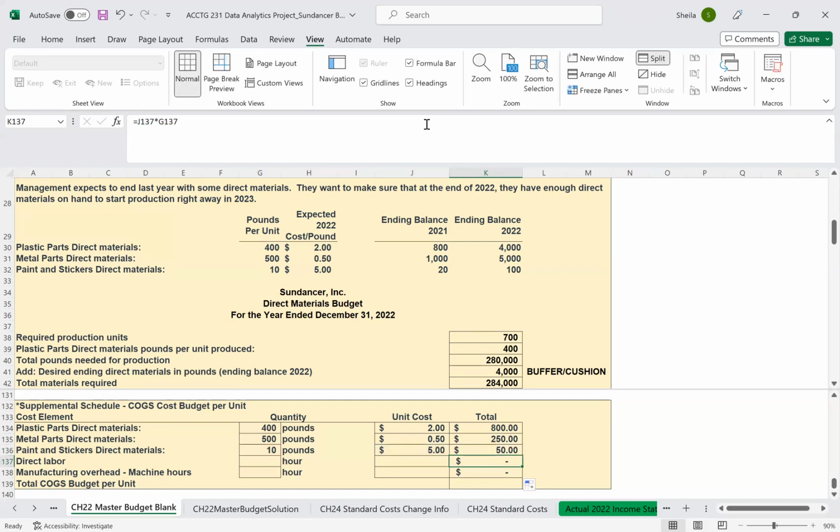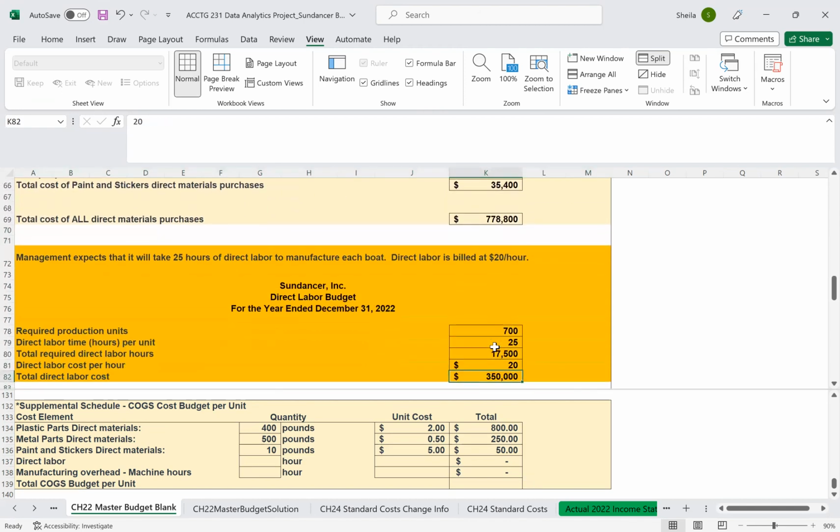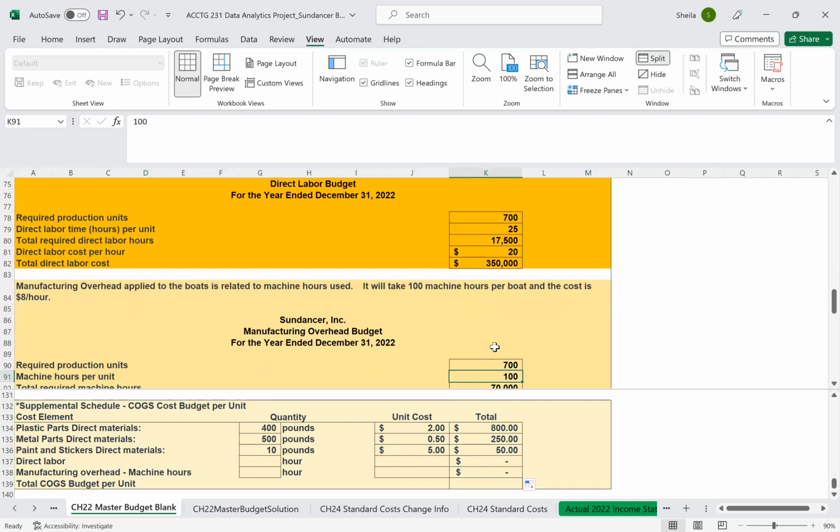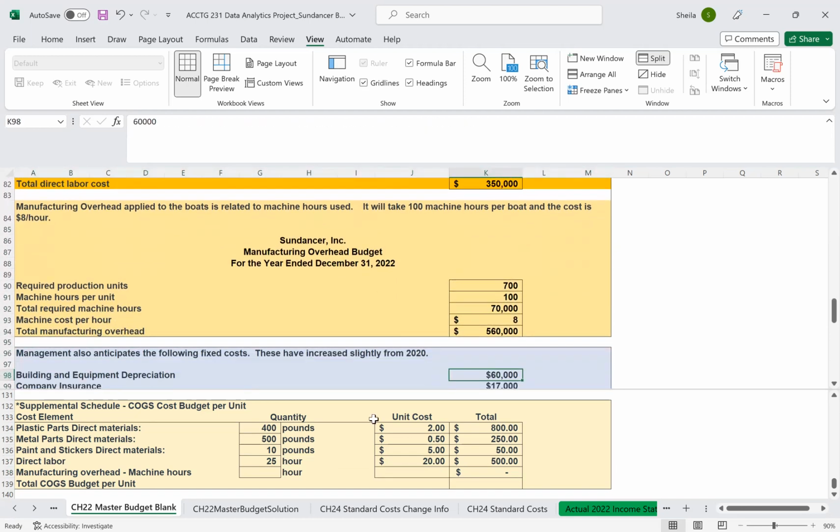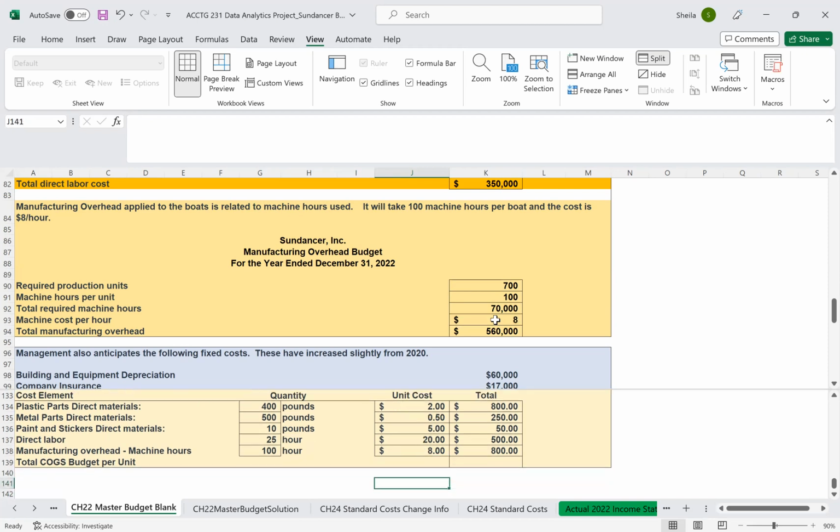Okay. Now this we have to fill in. So it's blank because it's 0 right now. So let's go down here and find in the top part of our section, the labor and the overhead. So first of all, direct labor is 25 hours and our cost is $20 an hour. Down here, got a quantity of 100 hours being applied to manufacturing overhead and $8.